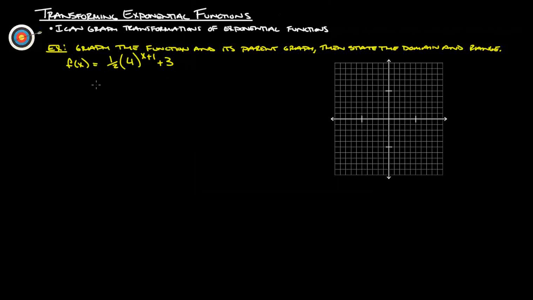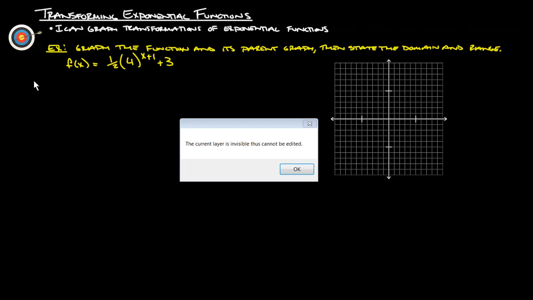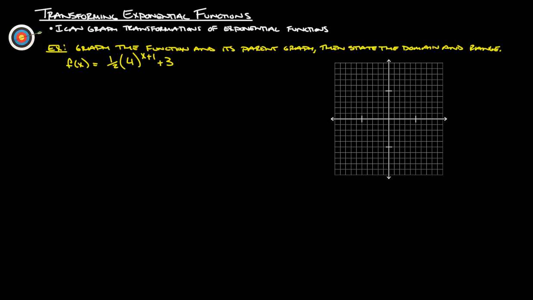So really similar example to what we just did, but I thought we'd take a look at another one. Okay, so graph the function and its parent graph, and then state the domain and range. So let's start with our parent graph.